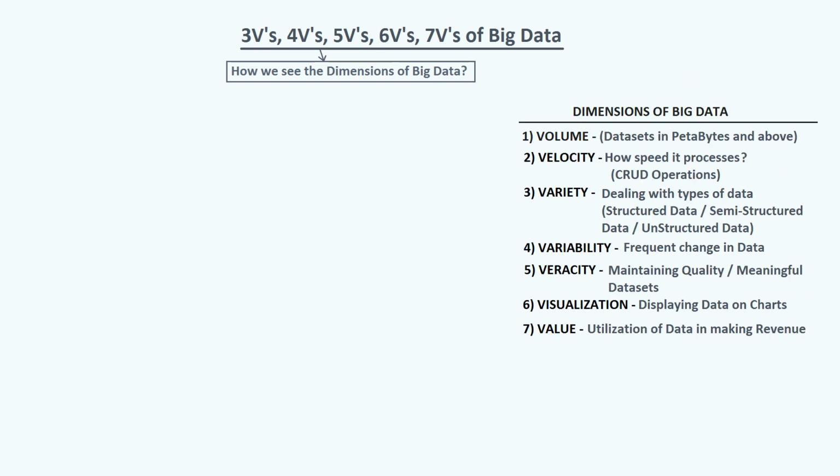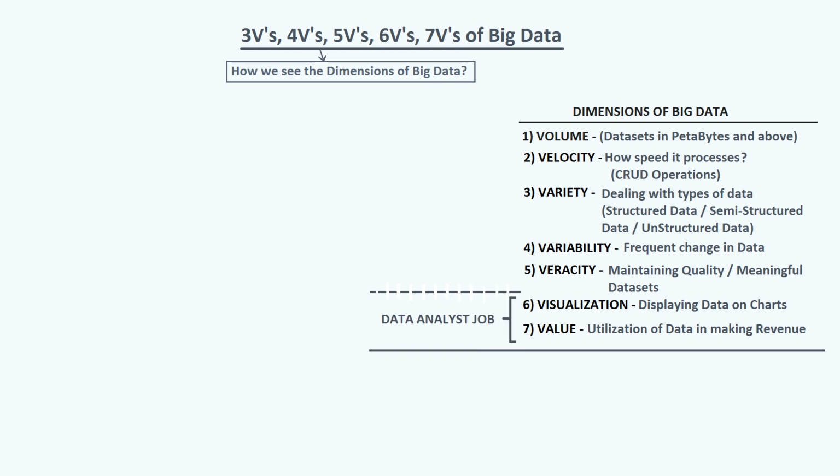So, working on visualization and value is mostly done by data analysts. Working on variability, veracity, visualization and value is mostly done by data scientists. That's it.